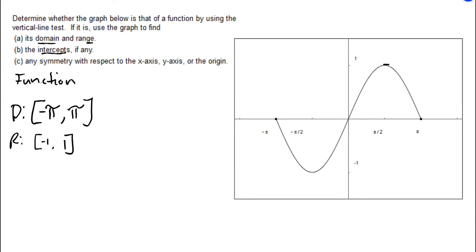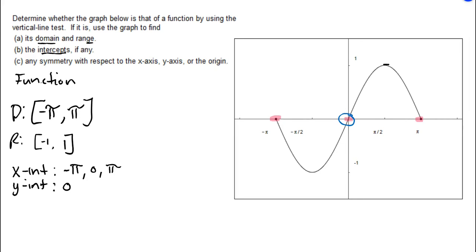Next, I'll look for the intercepts. X-intercepts are where my graph crosses or touches the x-axis. So right here is an x-intercept, and here and here. So my x-intercepts are at negative pi, 0, and pi. Y-intercepts are where the graph crosses or touches the y-axis. So that would be right here at 0.